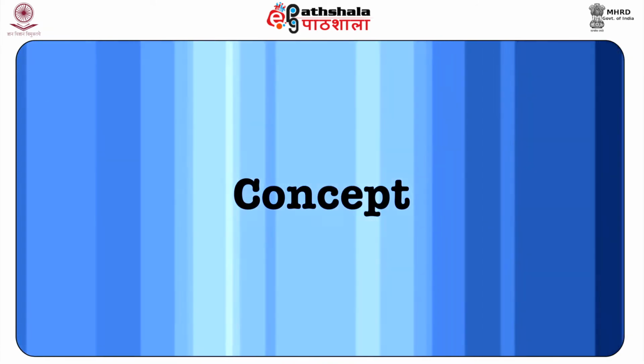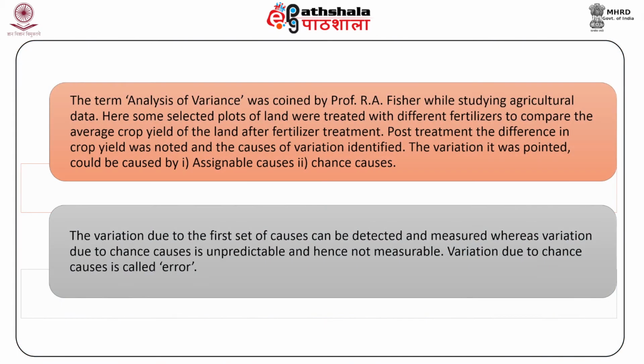Let us begin with the concept of one-way ANOVA. The term analysis of variance was coined by Professor R.A. Fisher while studying agricultural data. Here, some selected plots of land were treated with different fertilizers to compare the average crop yields of land after fertilizer treatment. Post-treatment, the difference in crop yield was noted and the causes of variation identified. The variation, it was pointed out, could be caused by A, assignable causes, and B, chance causes. The variation due to the first set of causes can be detected and measured, whereas variation due to chance causes is unpredictable and hence not measurable. Variation due to chance causes is called error.